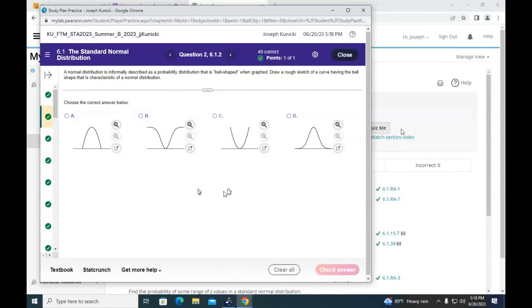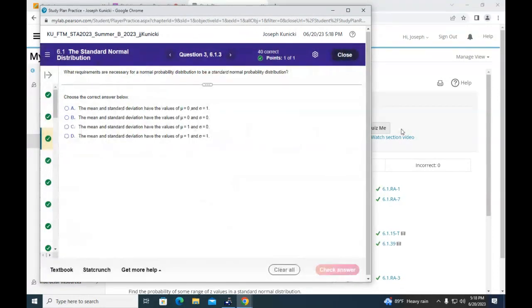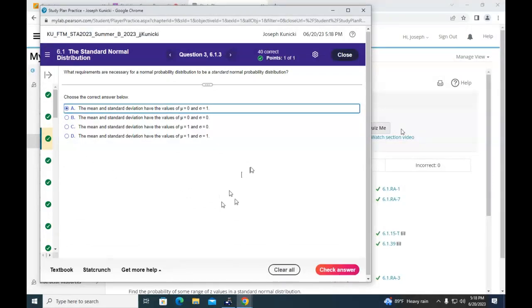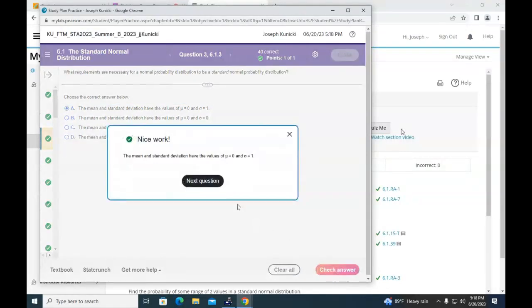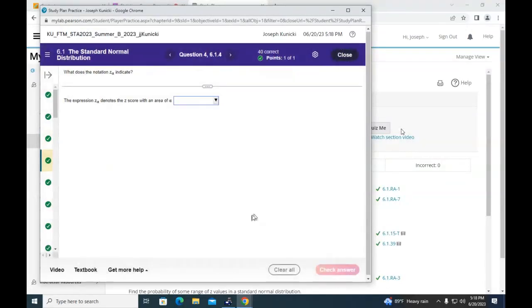Which is the shape? I've drawn it a few times. D, yeah. And which is the correct for standard normal? It's up on the board. Standard normal is the Z. 0, 1. Yeah, mu 0, sigma 1. Okay?